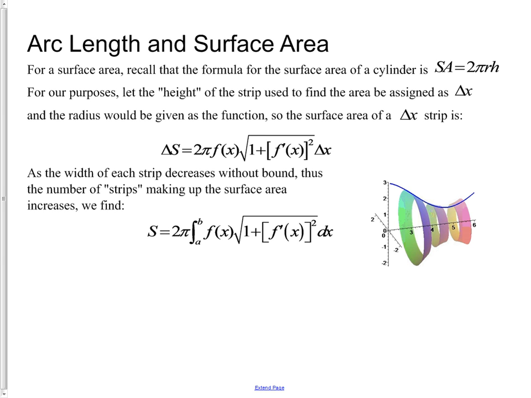Okay, so now let's bring this idea of arc length into the world of surface area. Now, for the surface area of a cylinder, it's really easy, right? The surface area would be 2 pi r h. If you remember this, you picture yourself just having a straight right circular cylinder here, even if it's not a very long, tall one, right?